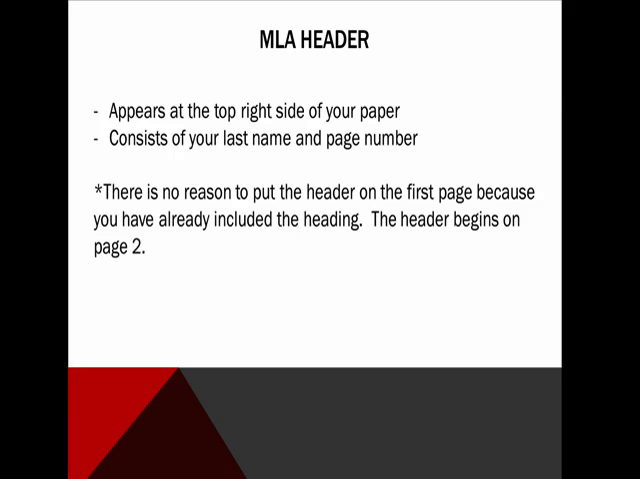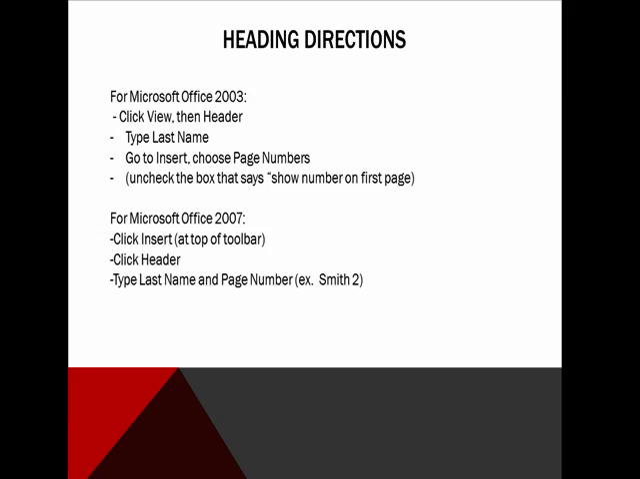The header is also something that we'll see at the top of the paper. It's different from the heading, in that the header is going to appear from page 2 through the rest of the paper, and it's going to be in the top right corner, and the only elements that will be included will be your last name and the page number. There's really no reason to put the header on that very first page because you've already included your name in the heading itself. So it's just a little redundant to do that. But this will appear from page 2 and beyond.